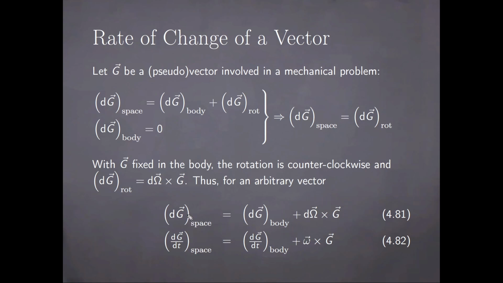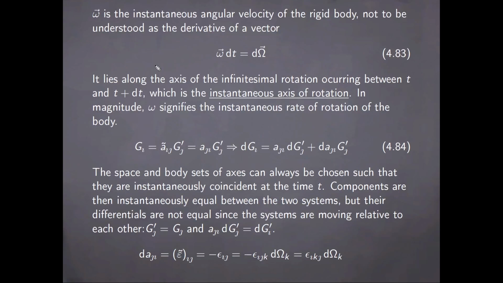And if we divide this result by the differential of time, we obtain the formula here, where the new vector labeled by omega is the instantaneous angular velocity of the rigid body. But it is not to be understood as a derivative of a vector. Rather, it is defined by saying that multiplying it with a differential of time, we obtain the vector of differential magnitude representing an infinitesimal rotation.